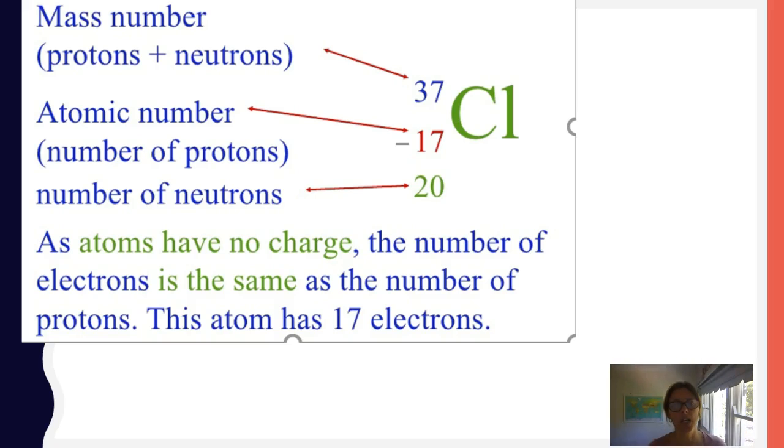So if I've got 17 protons in my nucleus and we have a mass of 37, the difference between them is 20, and therefore there are 20 neutrons inside that atom.